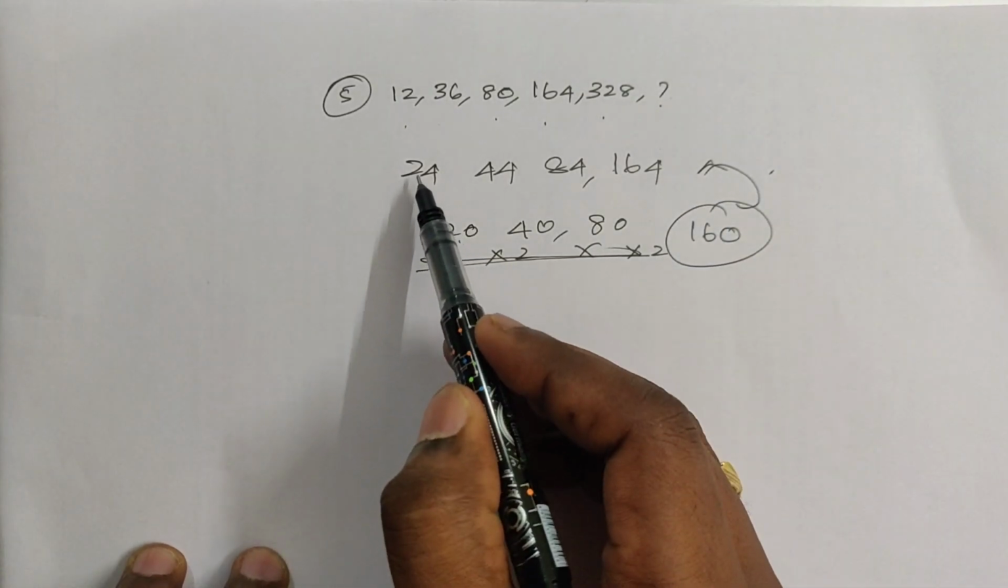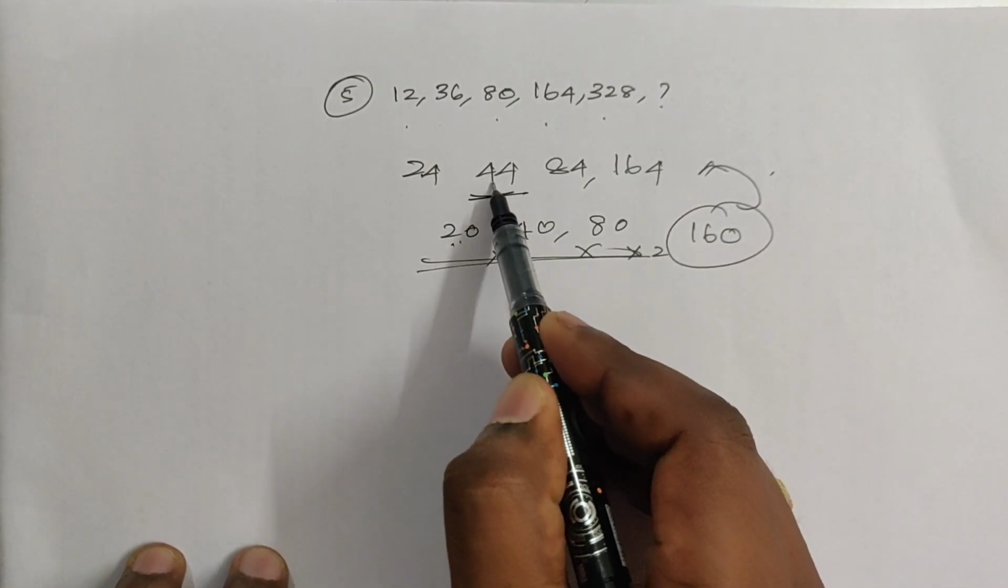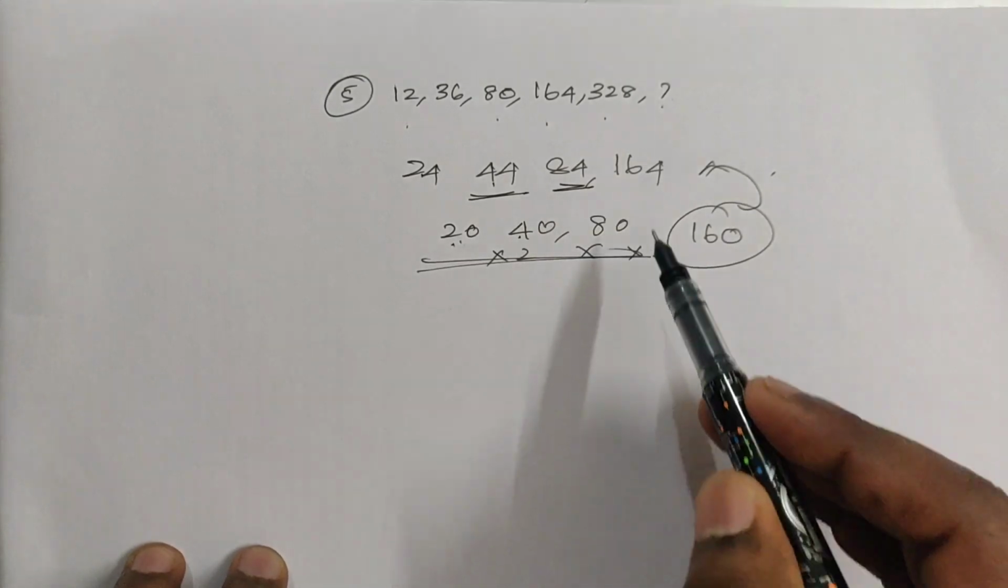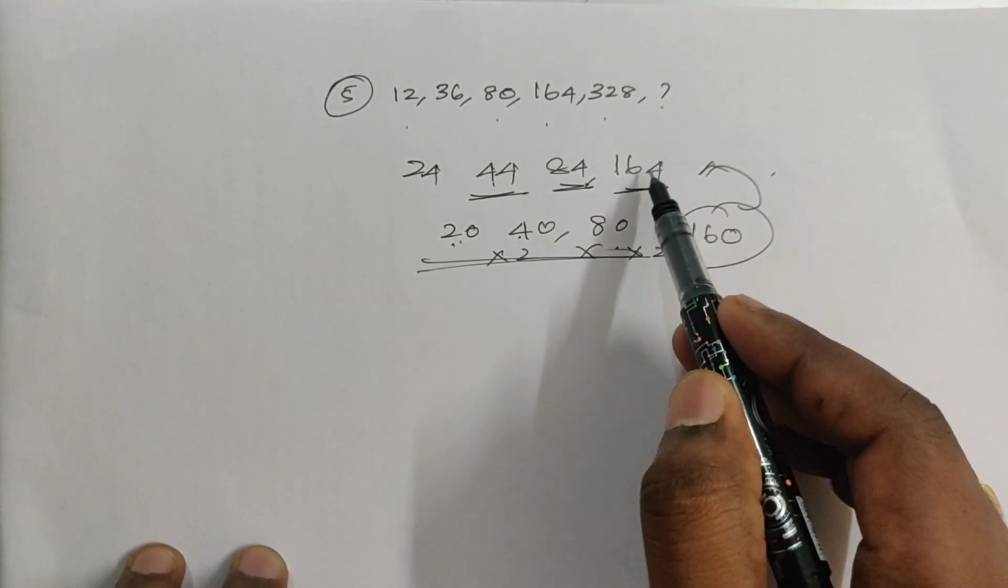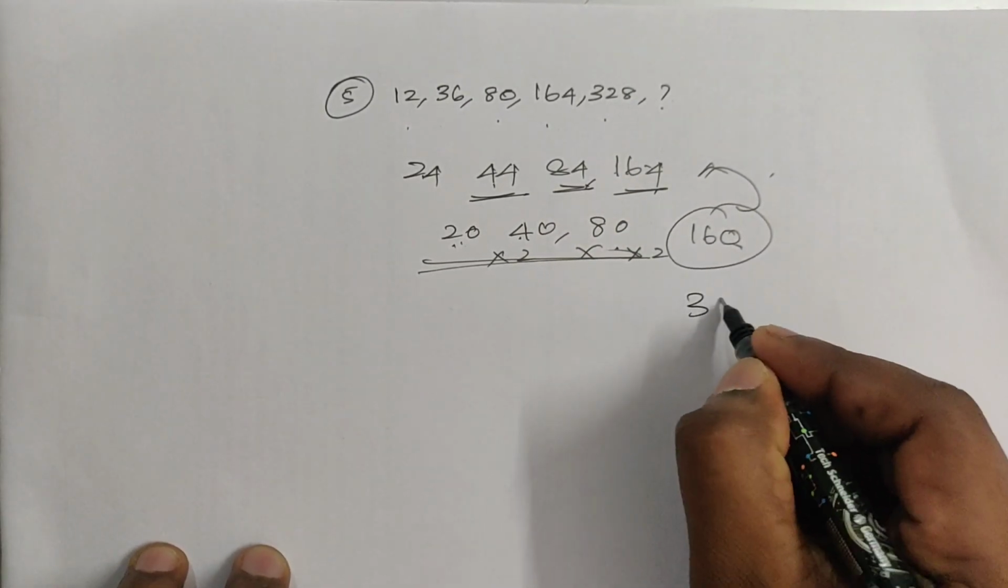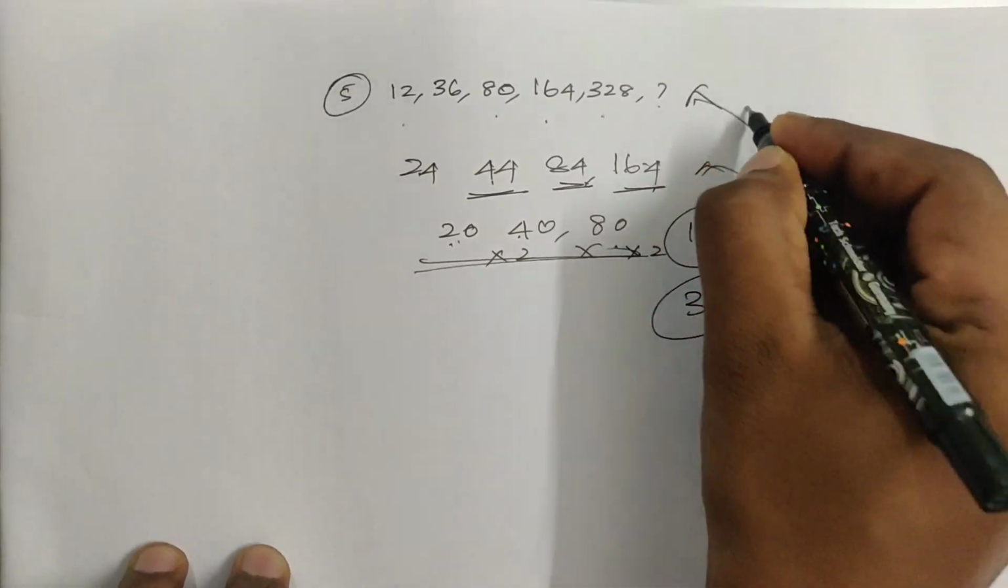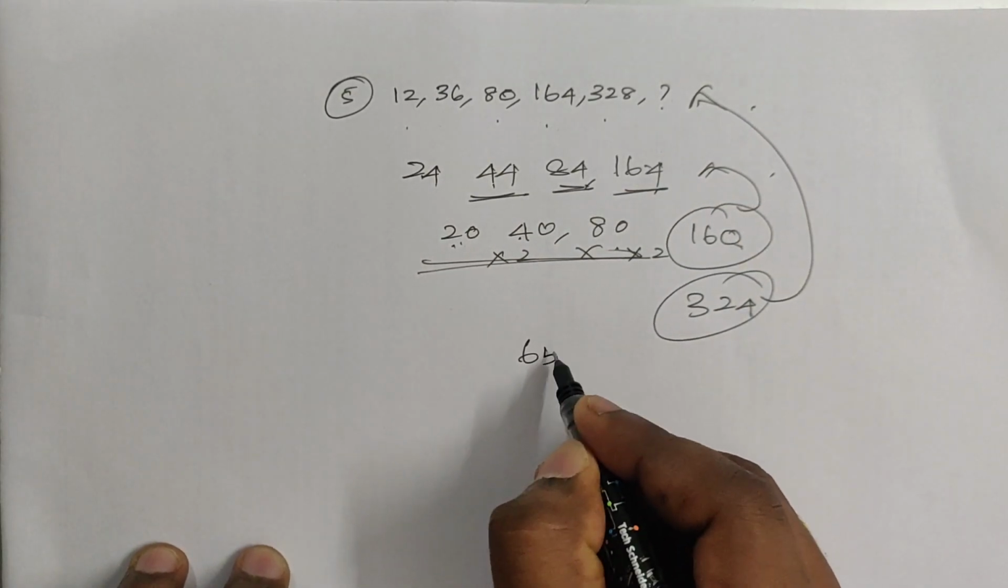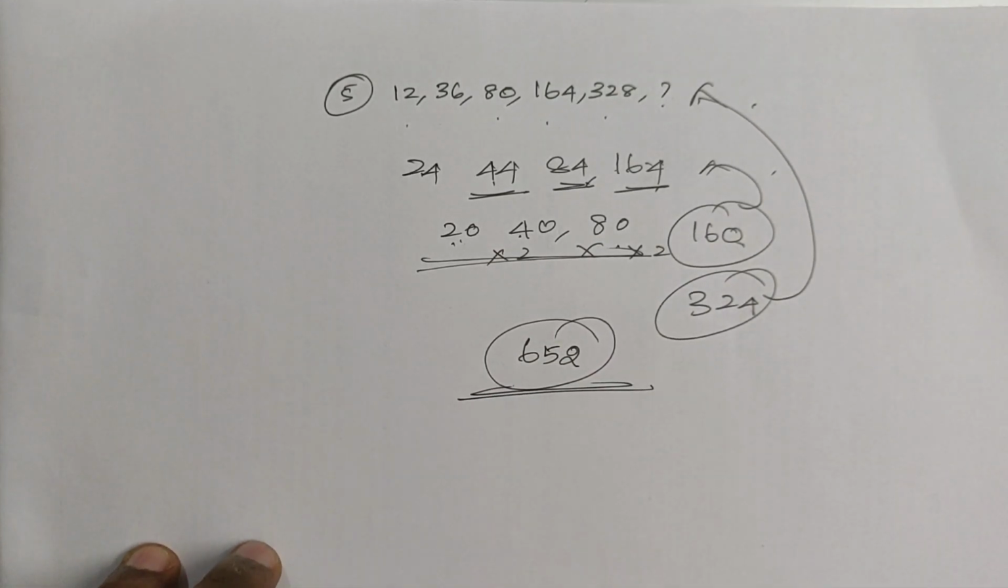The reason is you can see 24 plus 20 is 44. 44 plus 40 is 84. So 84 plus 80 is 164. So if I add these two numbers it is 324. So 324 plus 328, the answer is 652.